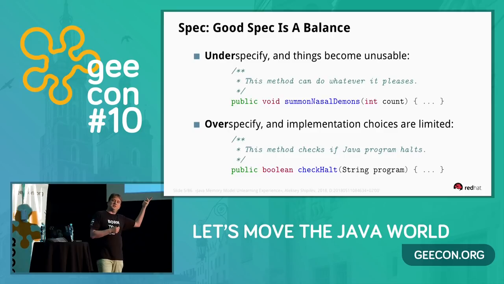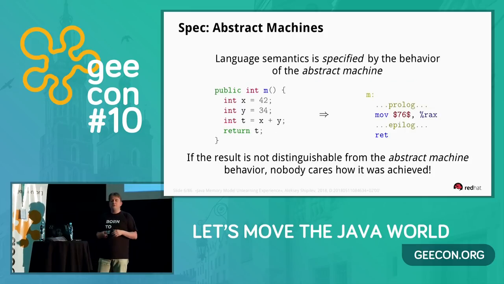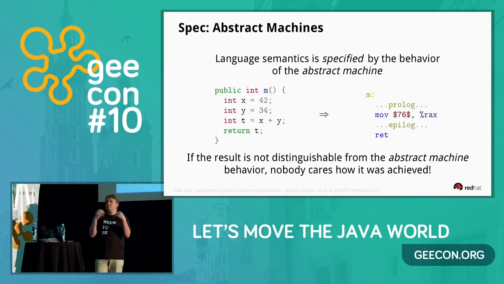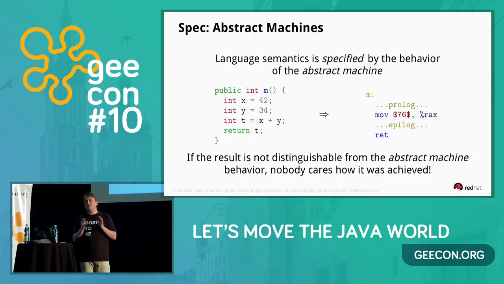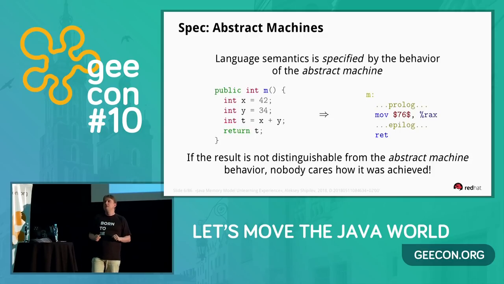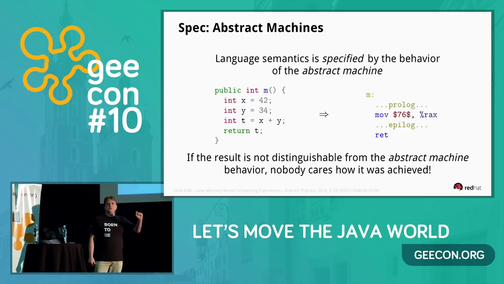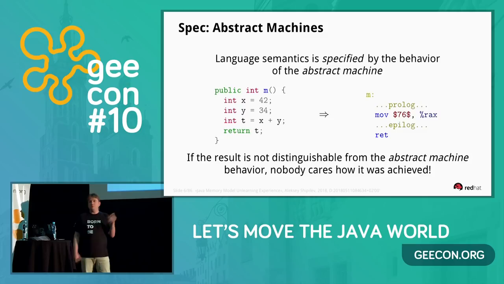How do you do this specification work for the language? If you have a new programming language, how do you specify it? It turns out, if you read these real specs from the real languages, you will realize that there are kind of two things in the spec. There is the syntax of the language, meaning how you spell the constructions in the language, and the semantics of the language. And the semantics is usually described either implicitly or explicitly by the behavior of some abstract machine that executes this program. And the unspoken agreement is that if the result of the execution in the real implementation is indistinguishable from some execution of this abstract machine, nobody cares how it was achieved.